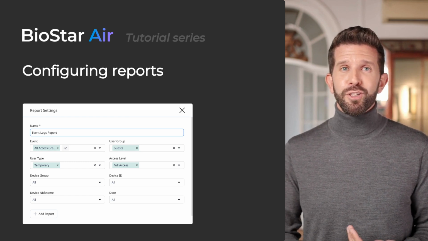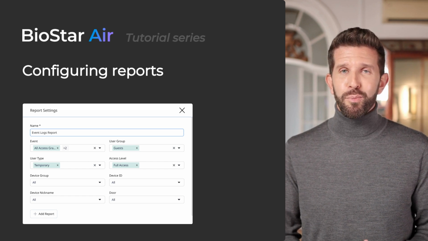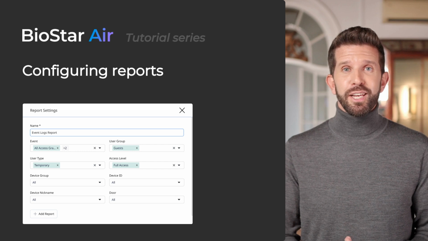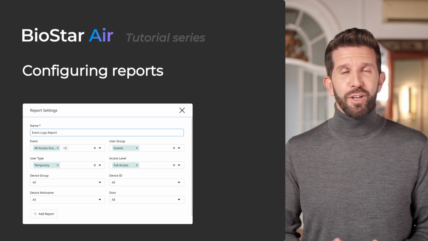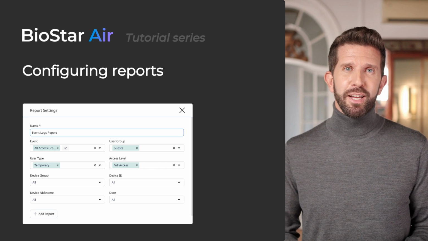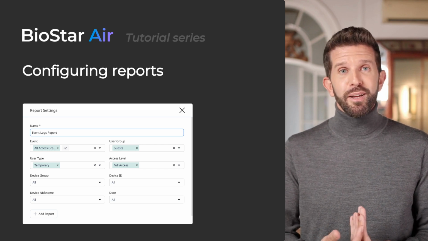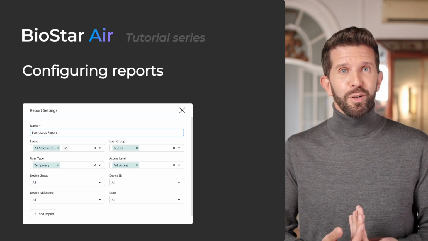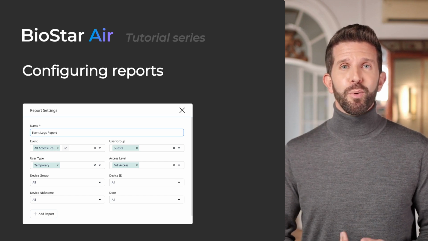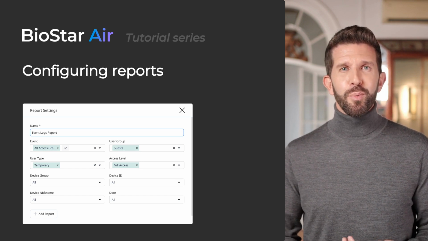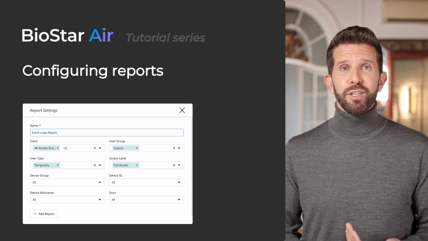One of the biggest advantages of using a cloud access control platform is being able to monitor site activity from anywhere, anytime. And one of the easiest ways to do that in BioStar Air is through reports. In this video, we'll walk through how to create and schedule user reports, event log reports, audit logs reports, the new door reports, and finally T&A reports. This way, you always have the insights you need right at your fingertips.